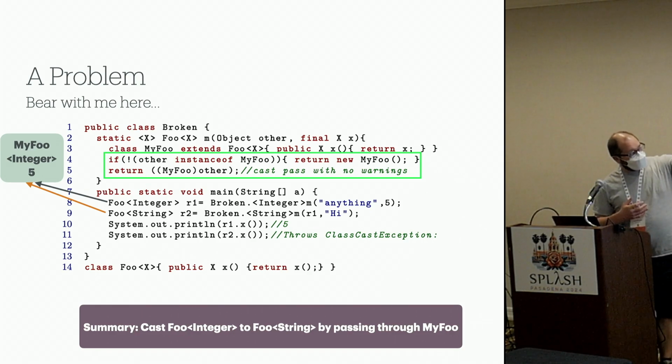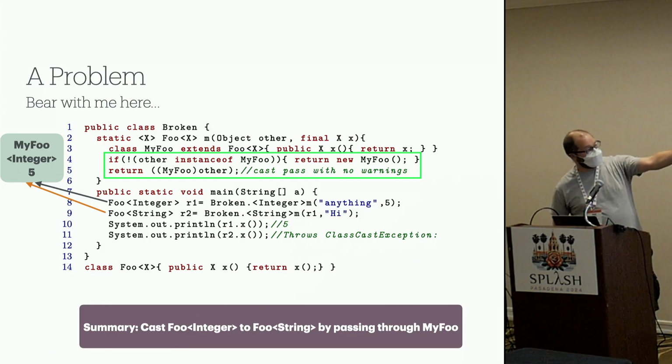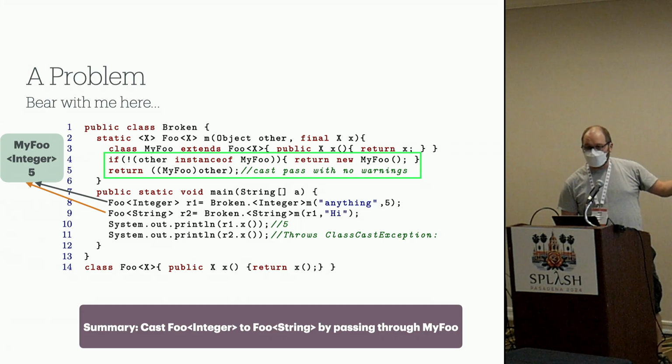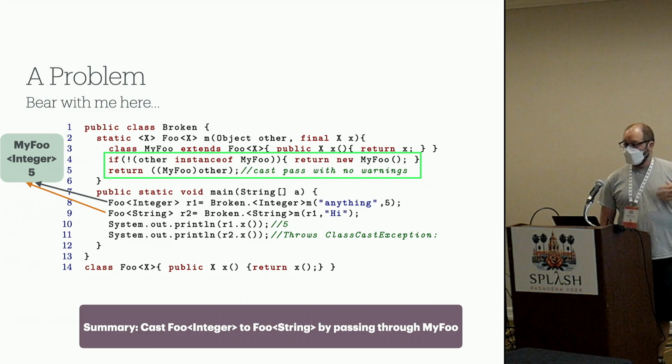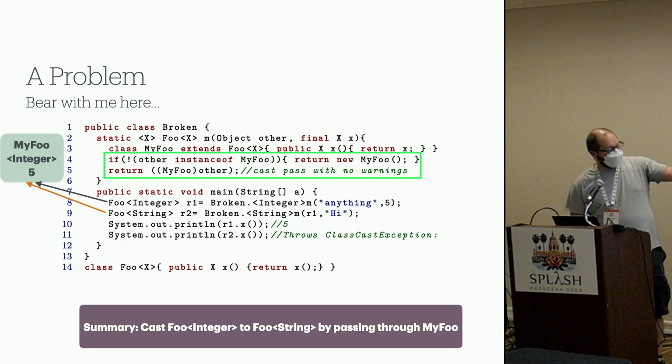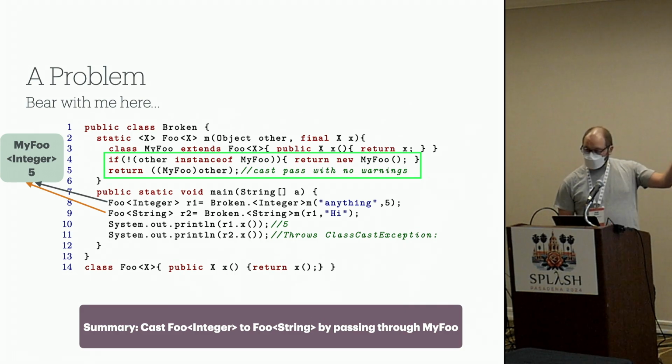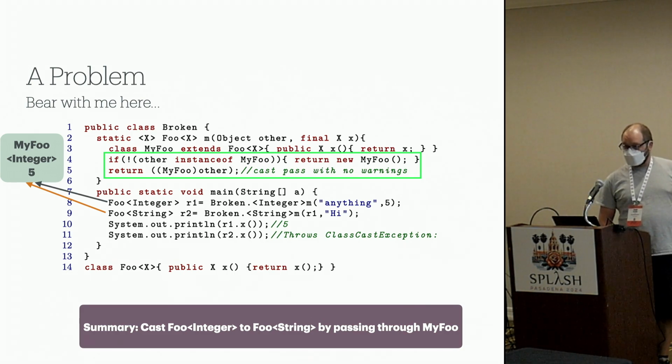And if we continue execution, line 10 works. Line 10 is using this object as it was meant to be used, as a container for integers. It tries to get the integer out. We print 5. Everything's fine. And then on line 11, when we try to get the string out of this thing that actually contains integers, we get a class cast exception.